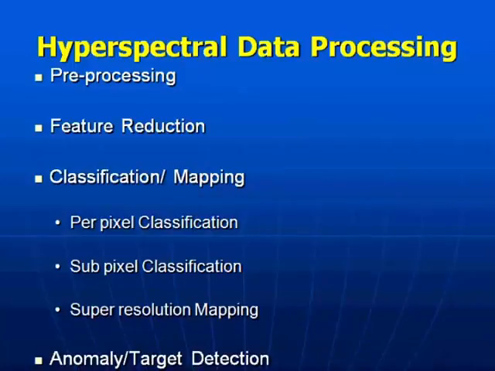Then there is the classification stage, which is a kind of mapping stage, I would say. In classification, I can perform per pixel classification, subpixel classification, and super resolution mapping. I shall be talking about all these three classification scenarios in my further slides. There is another application which is particularly important to army personnel, anomaly and target detection. If they want to detect small targets from hyperspectral images, then a set of algorithms has to be used to detect those anomalies and targets. I shall be talking about all these things in further slides.